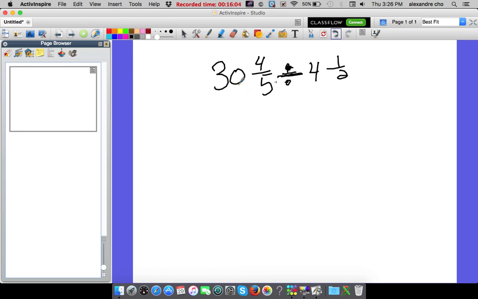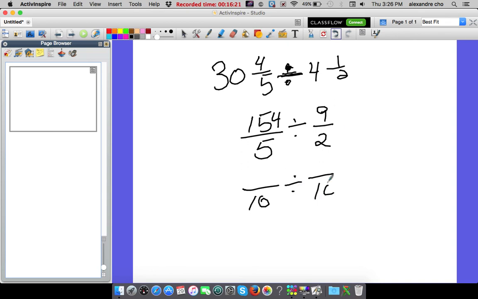LCM, no. Let's change this to an improper fraction, I'm sorry. 5 times 30 is 150, plus 4 is 154, over 5. On the other side, you get 9 over 2. LCM is 10. The LCM of 5 and 2 is 10. So this was times 5. Top is times 5, which is 45. 5 times 2 is 10. So that gives you 154 times 2, which is 308.